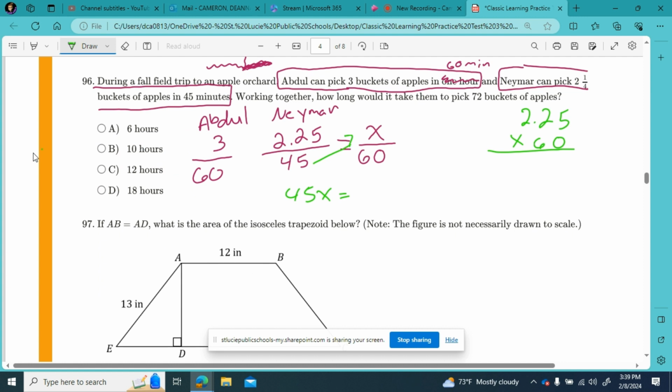Multiply with placeholder 0. 6 times 5, 30. 6 times 2 is 12, plus the 3 we carried makes 15. 6 times 2 is 12 plus 1, 13. And I multiplied by a decimal that has 2 numbers behind a decimal. So my answer needs to have 2 numbers behind a decimal. So it's 135. And now to solve for x, I'm going to divide both sides by 45.